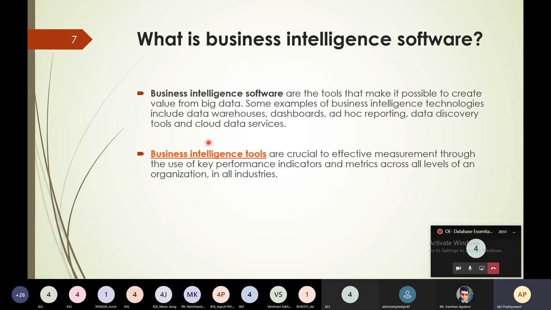So what are business intelligence tools? Business intelligence tools are crucial to effective measurement through the use of key performance indicators and metrics across all levels of an organization in all industries. These tools are used with the help of key performance indicators and metrics to do the effective measurement.